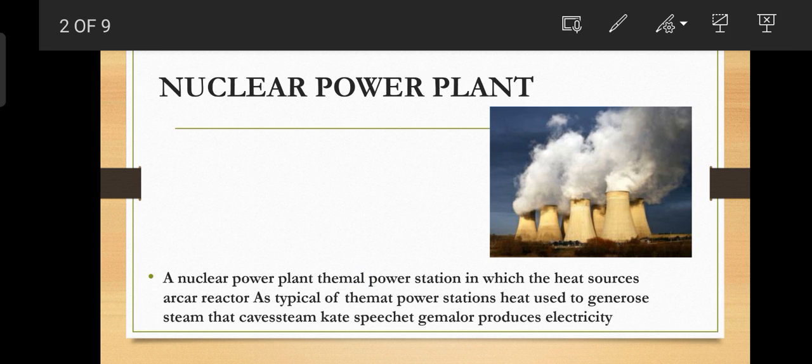So here we go. Nuclear power plant. A nuclear power plant is a thermal power station in which the heat source is a reactor. As in a typical thermal power station, heat is used to generate steam, and that steam produces electricity.